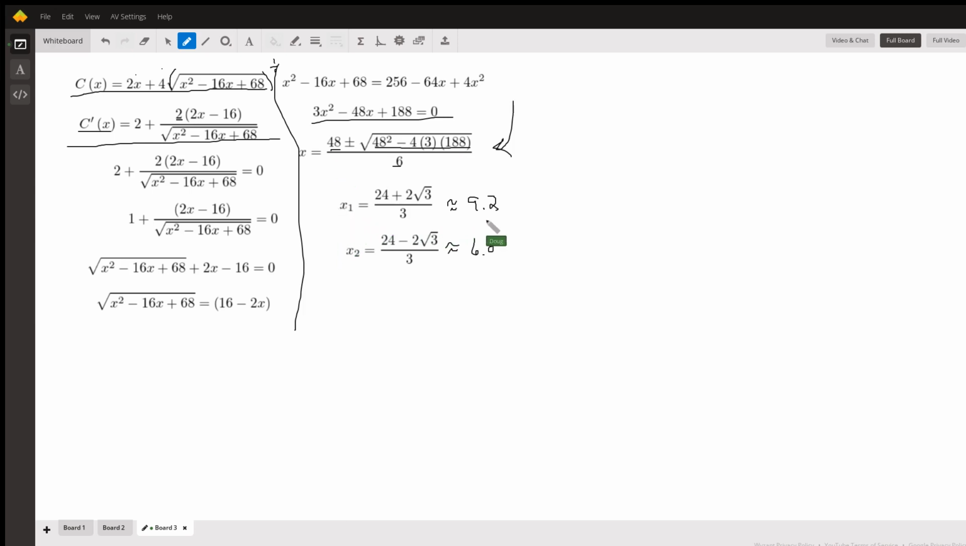This number is outside the bounds of x being between 0 and 8. It's too far down the shoreline. So there's an exact answer: 24 minus 2 radical 3, all over 3.